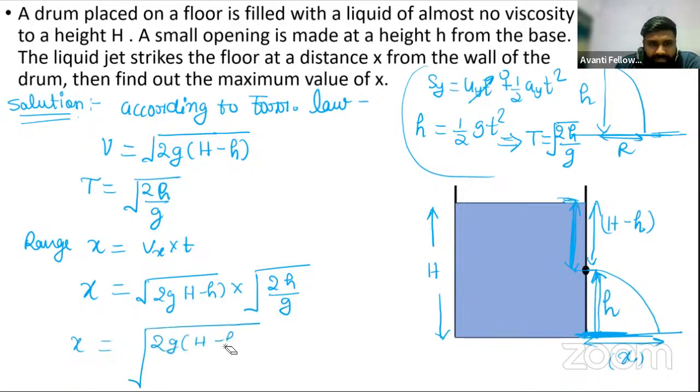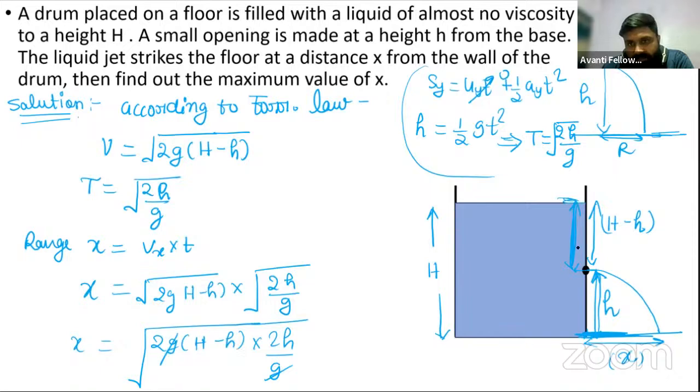So x we will have 2g (capital H minus small h) divided by g into 2h over g. So this g and g will cancel out. So finally what do you have? You have x is equal to square root of 4 small h (capital H minus h). Now only h can vary. You can vary where to place this orifice.